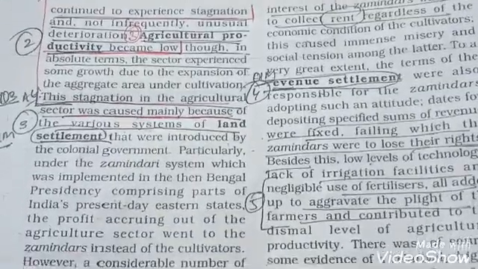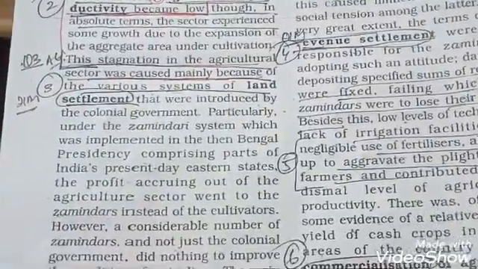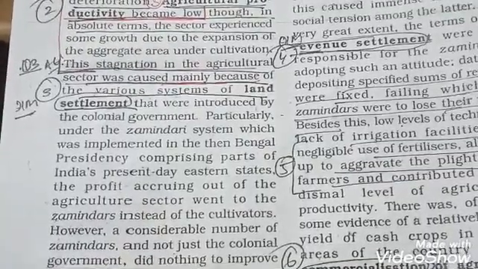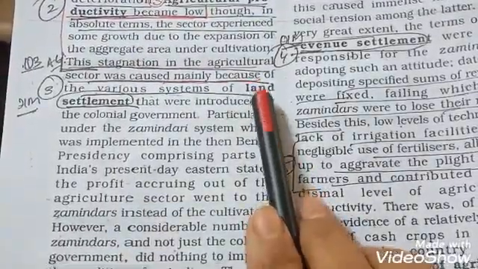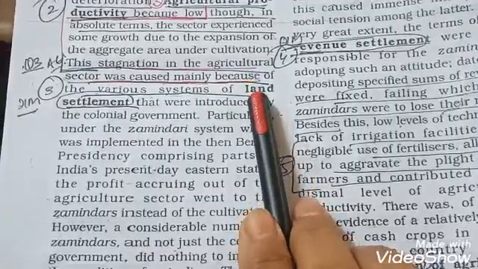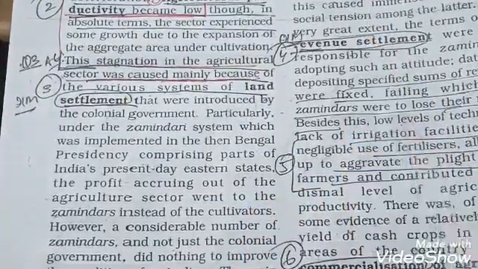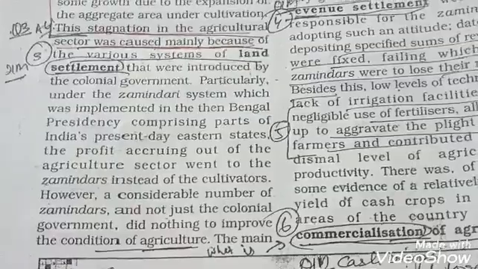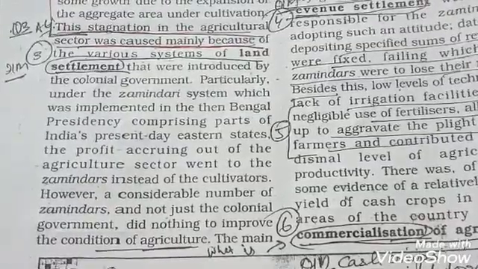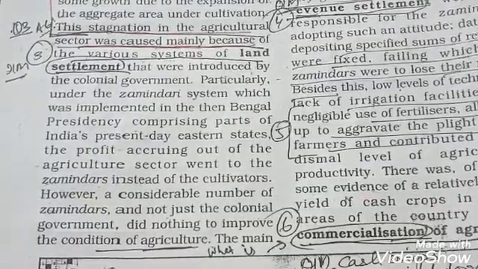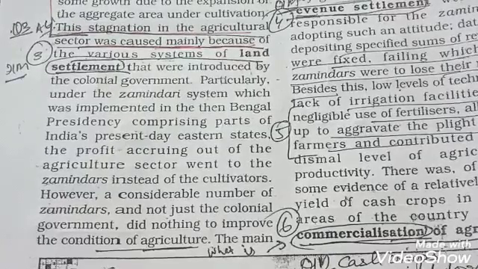But why was it stagnant? There are two very important reasons for agriculture to be stagnant at that time. Remember, these are the two points: land settlement and revenue settlement. I shall explain land settlement to you first in detail. At that time, the entire agricultural scenario was under the zamindari system.